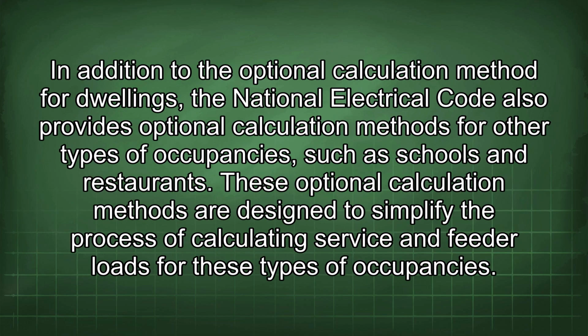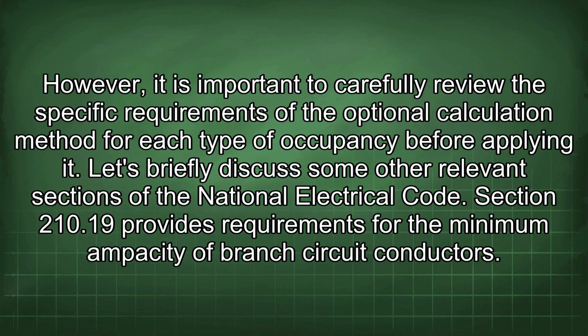In addition to the optional calculation method for dwellings, the National Electrical Code also provides optional calculation methods for other types of occupancies, such as schools and restaurants. These optional calculation methods are designed to simplify the process of calculating service and feeder loads for these types of occupancies. However, it is important to carefully review the specific requirements of the optional calculation method for each type of occupancy before applying it. Let's briefly discuss some other relevant sections of the National Electrical Code.